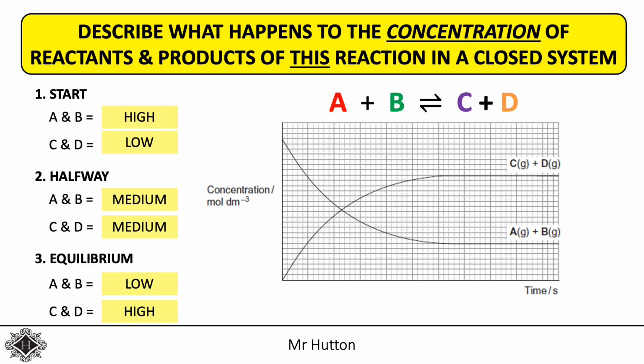So this is an example of showing you that the closed system has reached a state of equilibrium, but that doesn't mean that the concentration of reactants and products is equal. It's just the rate of the forward and backward reaction.